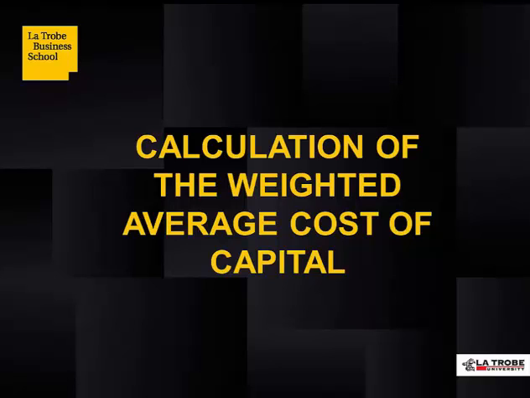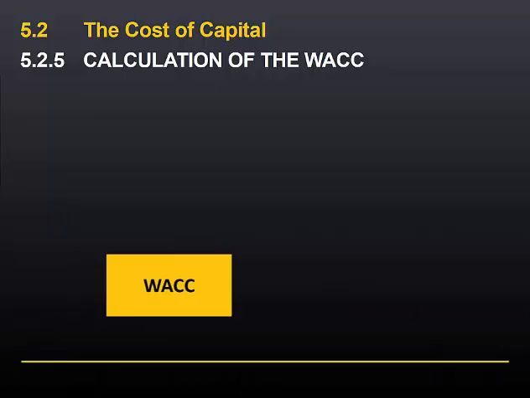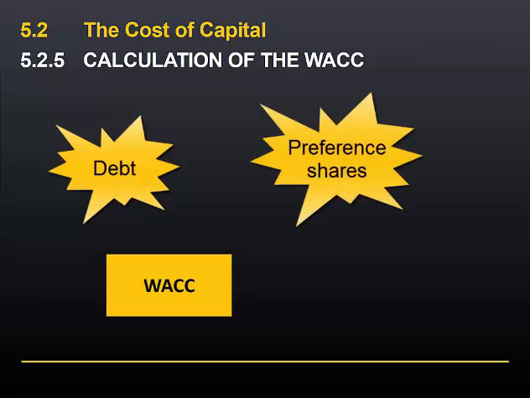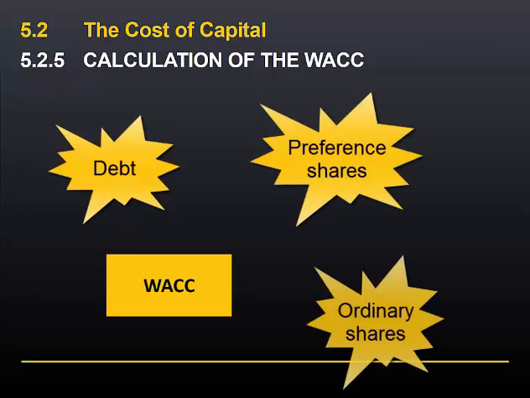Calculation of the weighted average cost of capital. Over the last 4 modules, we've looked at how we can calculate the cost of capital for the 3 main components of a firm's capital structure, namely debt, preference shares, and ordinary shares. In this module, we will bring together those different components of the capital structure and calculate the total weighted average cost of capital.